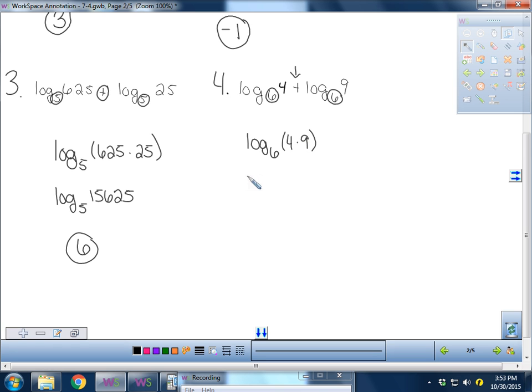4 times 9 is 36. So I have log base 6 of 36. And actually, you could do this one in your head. 6 to what power is 36? That'd be 2. But again, you have a calculator. If you can't do the mental stuff, go ahead and plug it in, and it's going to give you a 2. That just means 6 to the 2nd power is 36. Okay? So that's how you add.